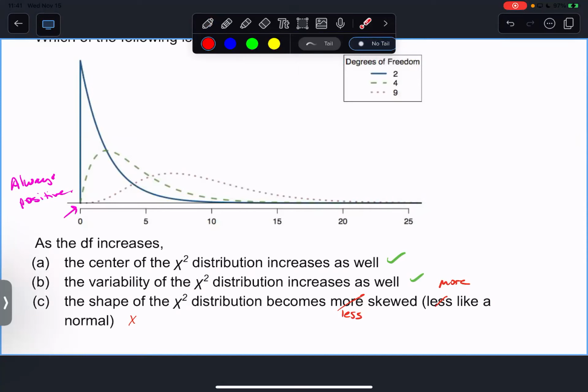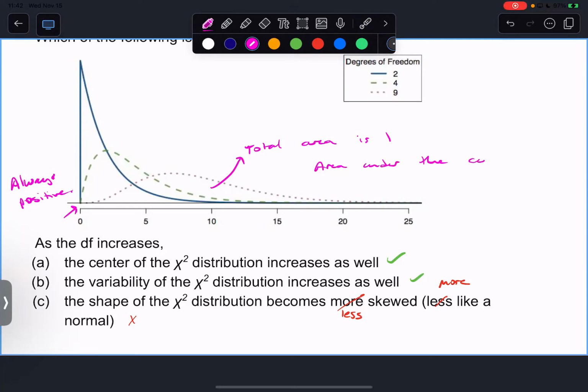We know things about this distribution already. We know the total area under the curve is 1, right? That's true for any probability distribution, which is what this is. So here, the total area is 1, and the area under the curve is a probability.